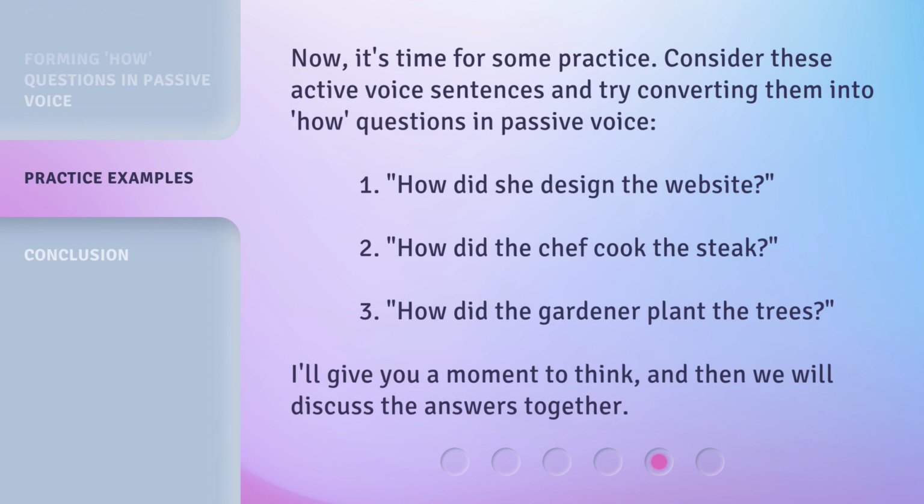Now, it's time for some practice. Consider these active voice sentences and try converting them into how questions in passive voice. 1. How did she design the website? 2. How did the chef cook the steak? 3. How did the gardener plant the trees? I'll give you a moment to think, and then we will discuss the answers together.